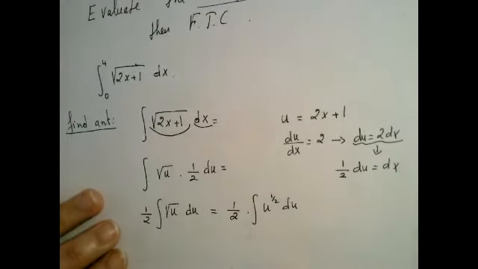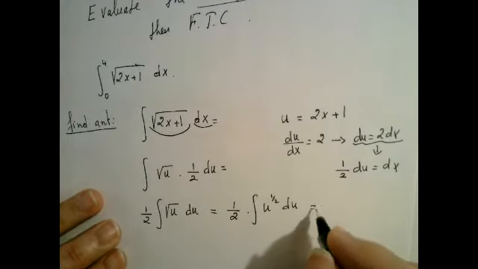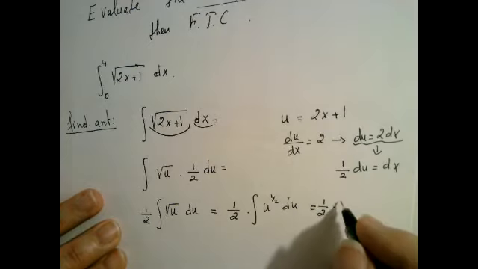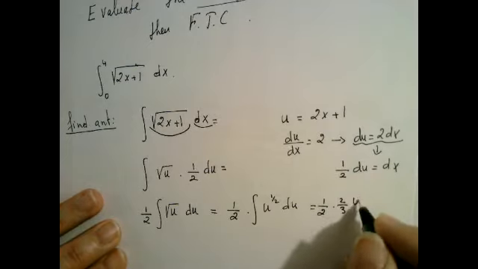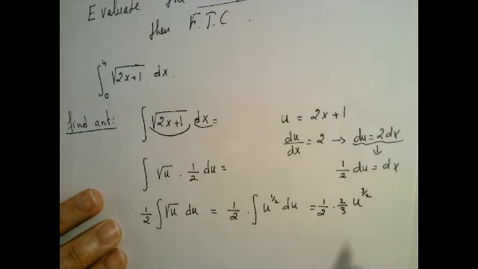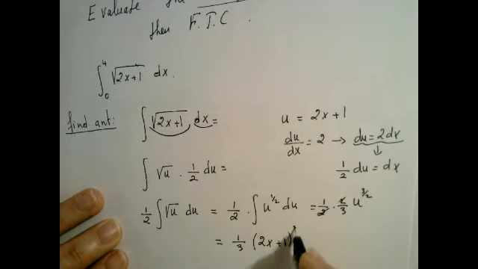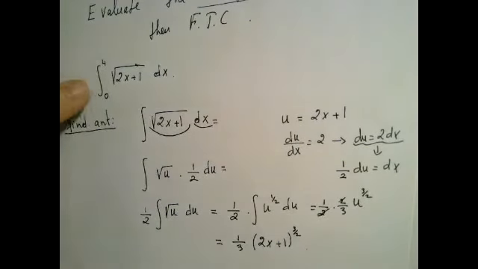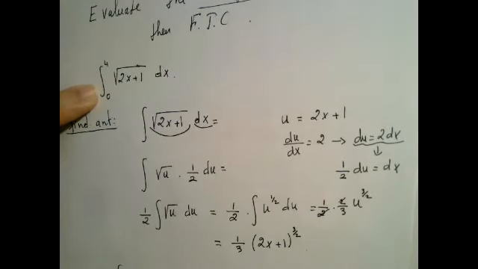Always have to go to fractions. So this is equal to a half times 1 over a half plus 1, times u to the power 3/2. I'm not going to put a constant because I know at the end I'm dealing with a definite integral. Going back to x, because that's my variable, I get a third of (2x plus 1) to the power 3/2. That's the antiderivative. Now I go back to my integral.